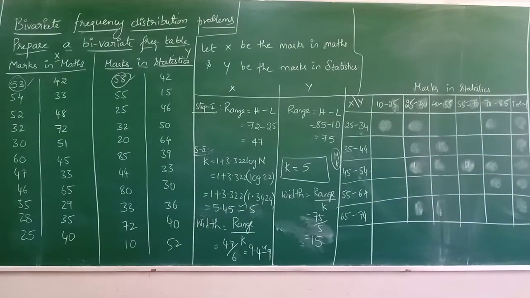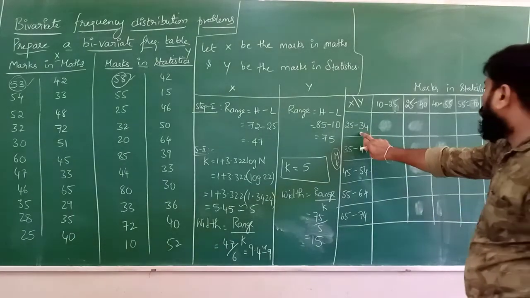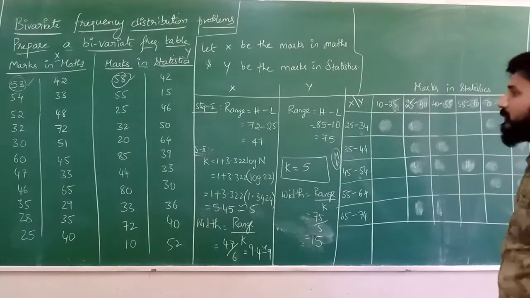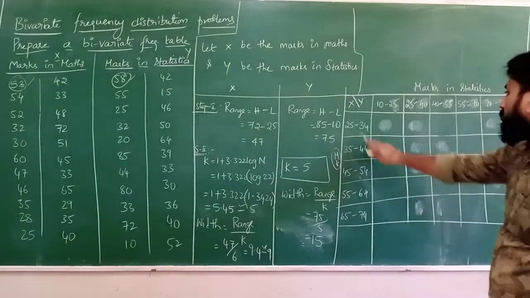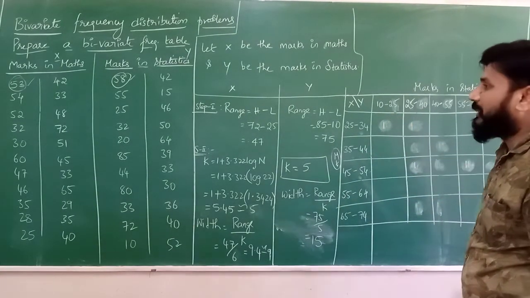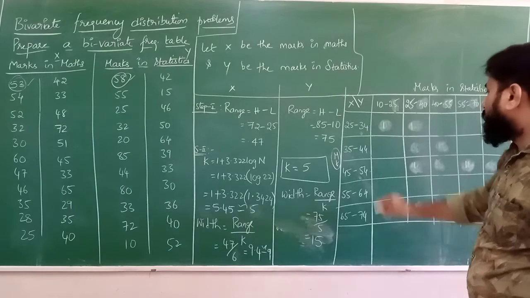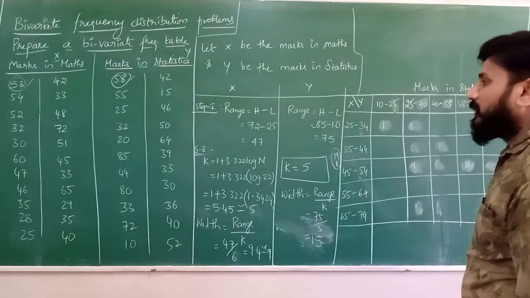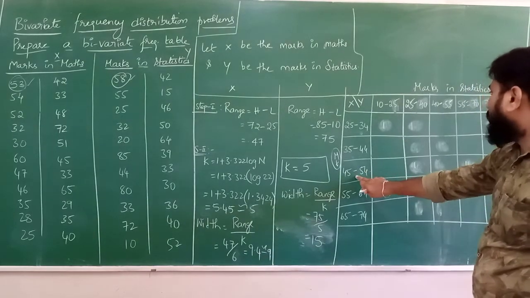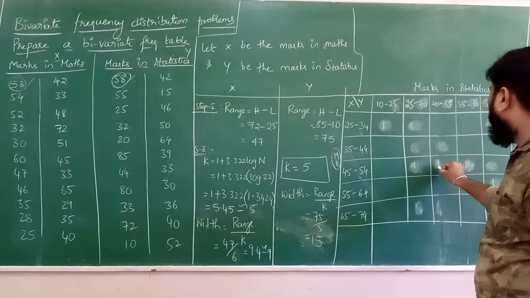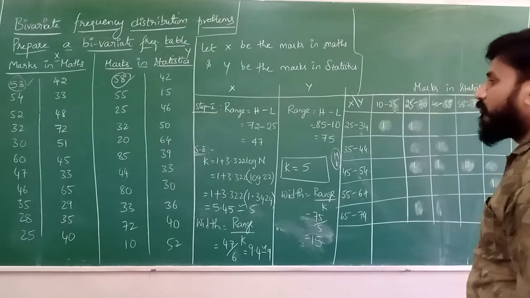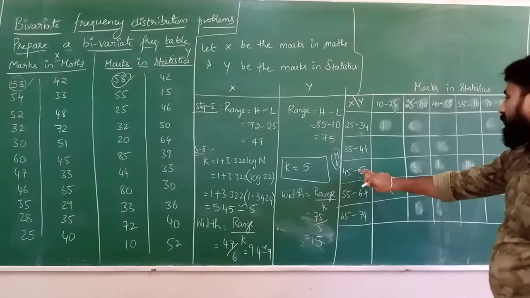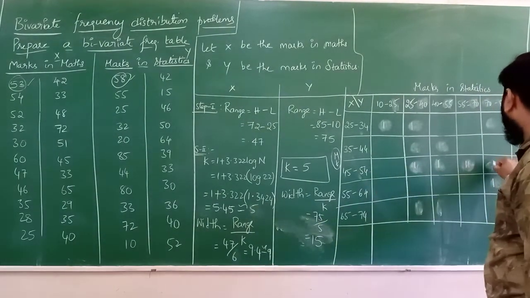Here one tally. Next, 32, 32. Here one tally. Next 30, 20. Here one tally. Next 60, 85. Here one tally. Next 47, 44. Here one tally. 46, 80. Here one tally.